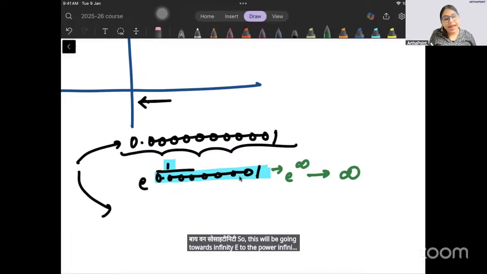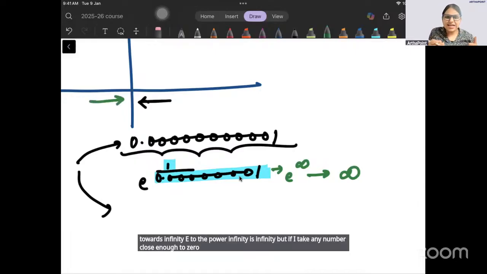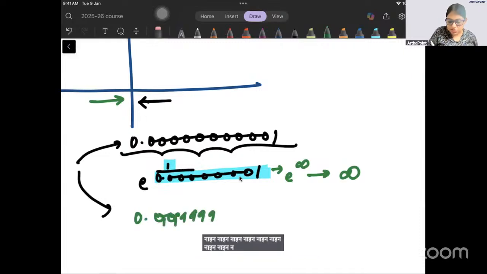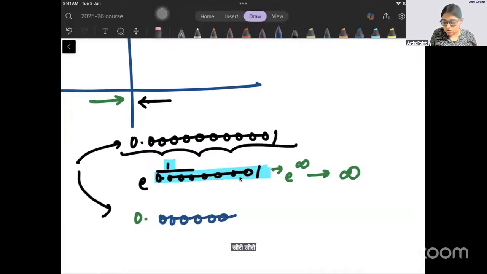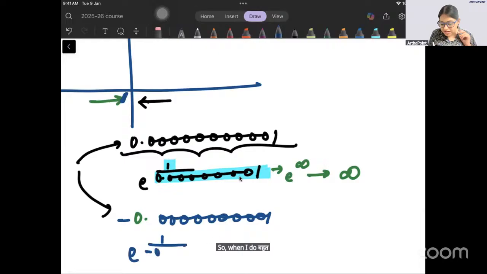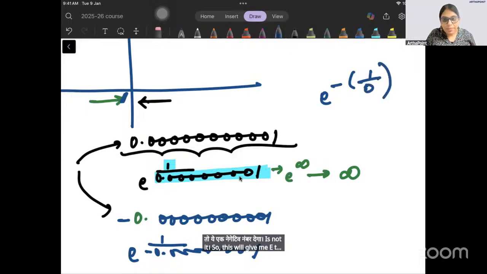But if I take any number close enough to 0 but less than 0, meaning if I take a negative number, like 0.00000000001 with a negative sign, suppose. That means very close to 0, it is near 0, but it's a negative number. So when I do 1 by minus of this, that will give a negative number, isn't it? So this will give me e to the power minus of whatever this number is.